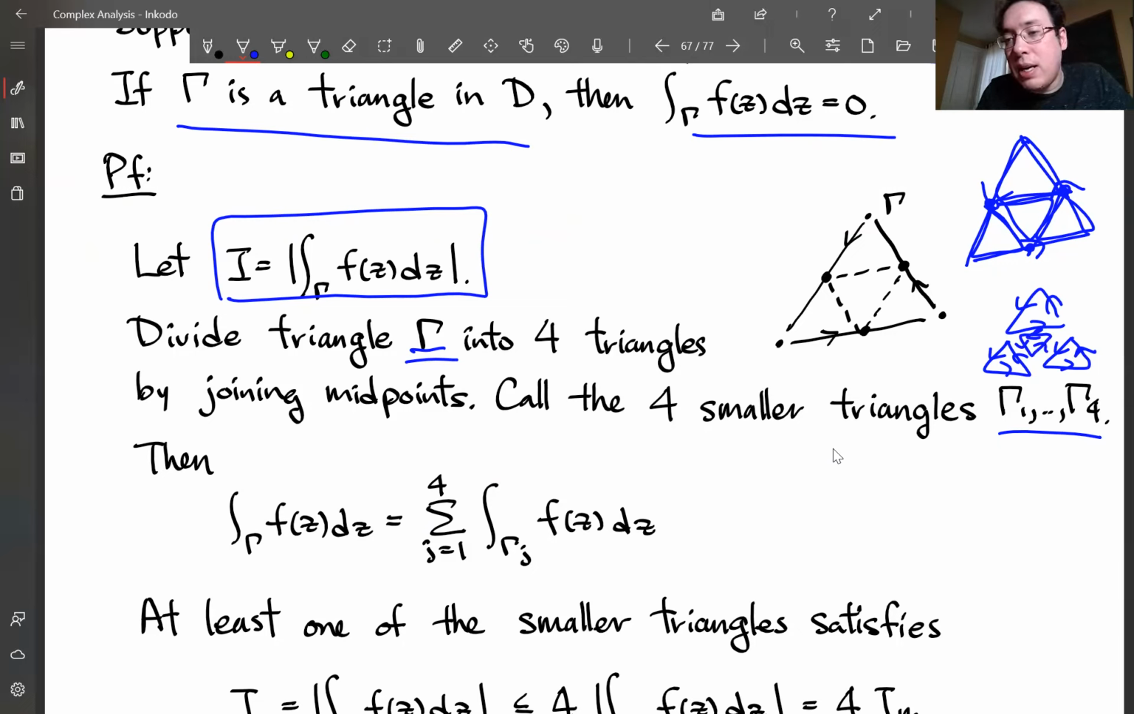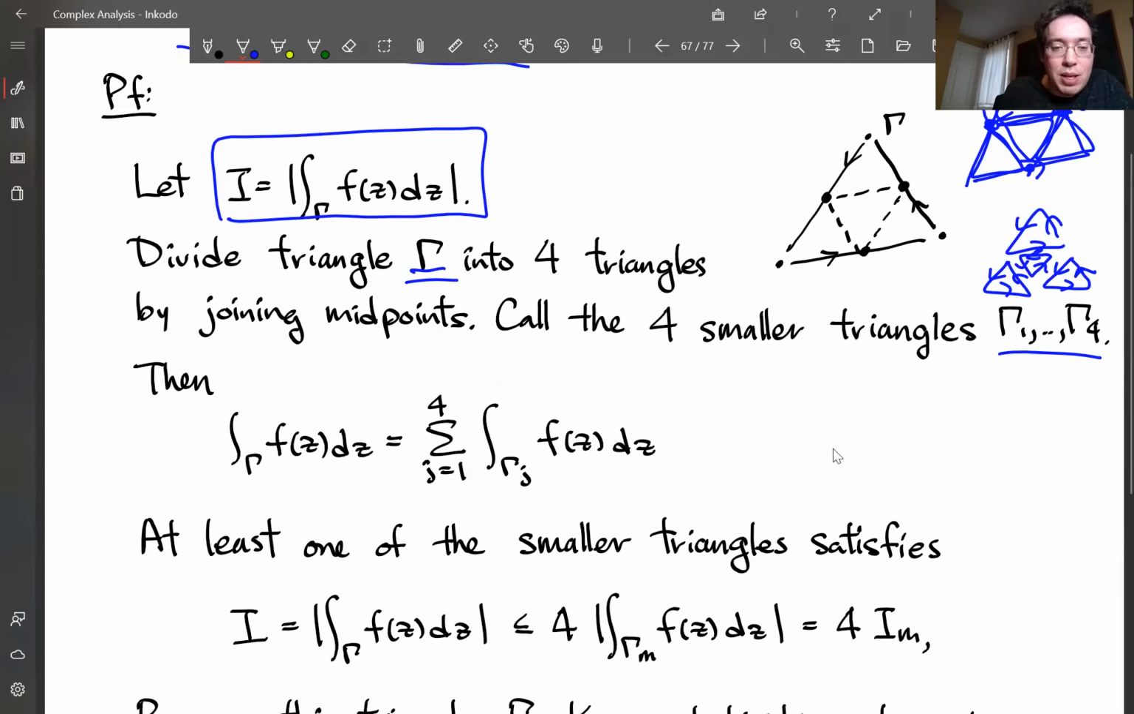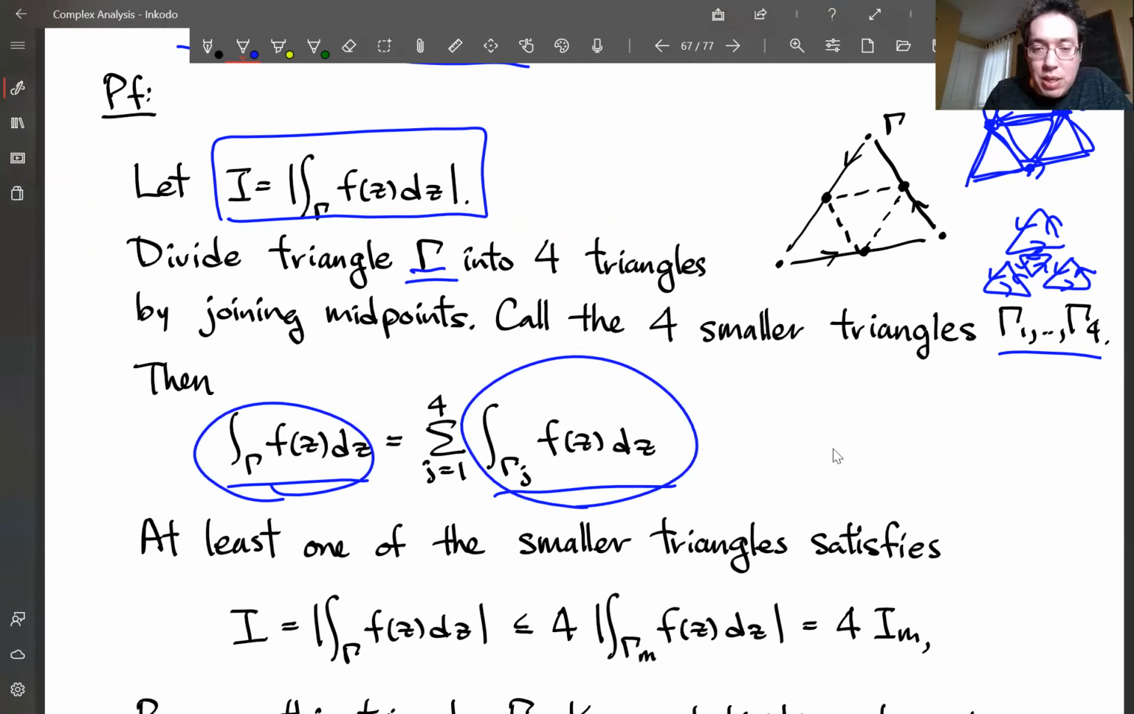Okay, and notice if I add the path integrals together, I get the original path integral I, because again, the middle parts cancel each other out because it's being traversed twice going in backwards direction. So the original path integral can be rewritten as the sum of 4 smaller subtriangle path integrals. Because this is a sum of 4 smaller triangles, one of those triangles is at least 1/4 the size of the original path integral.